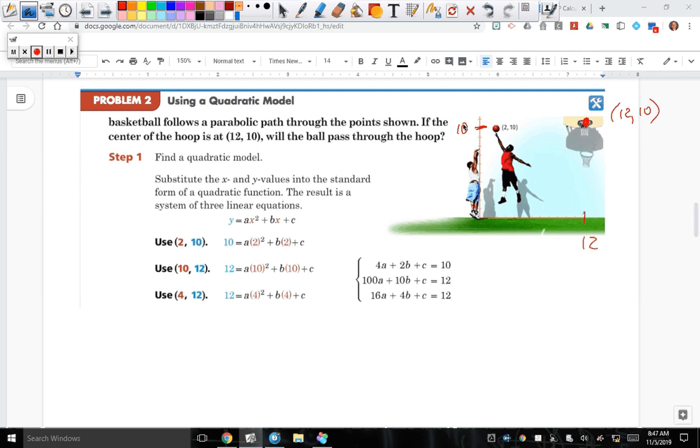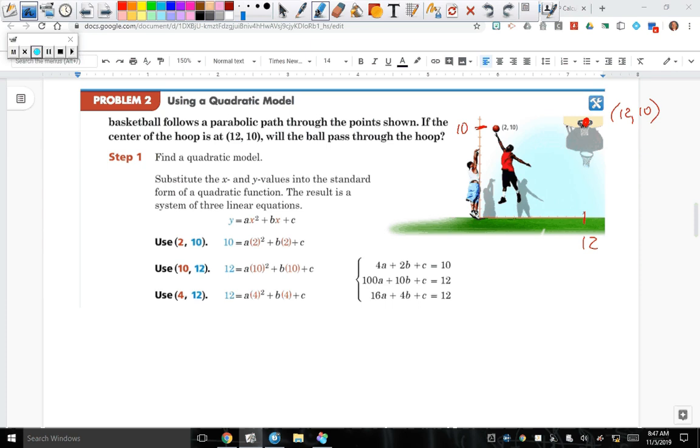Will the ball pass through the hoop? Find a quadratic model, substitute the x and y values into the standard form of the quadratic. The result is a system of 3 linear equations. So this is really very similar to what we just did. The only difference is now we're going to just do it with a word problem. Okay? Okay, here we go.